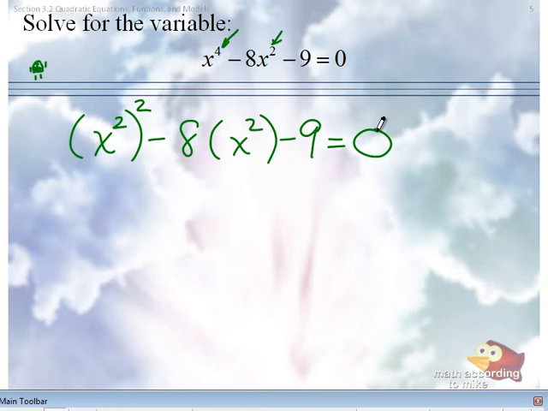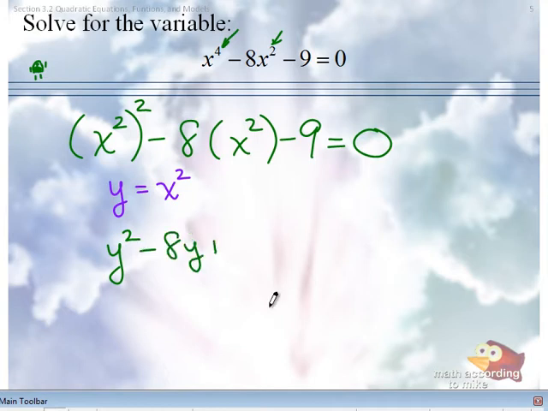Instead of x squared, give it a new name. What do you want to call it? Y it is. So all the x squareds become y's. So instead of this set of parentheses here, we're now going to have a y. So we're going to say y squared, minus, instead of this set of parentheses, we're going to say y. 8y minus 9 equals 0.